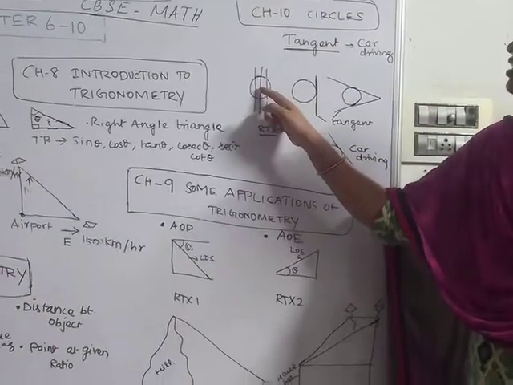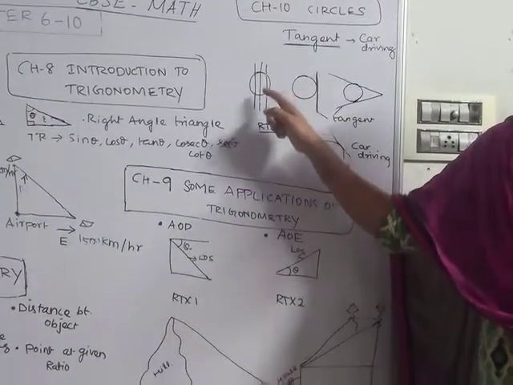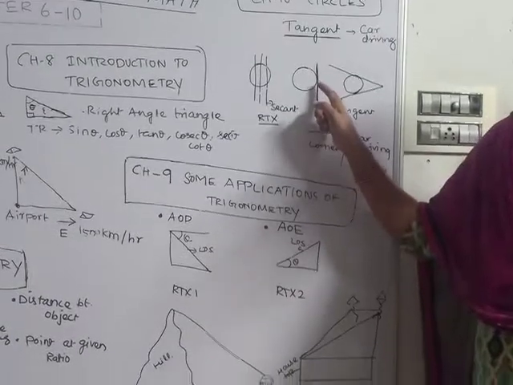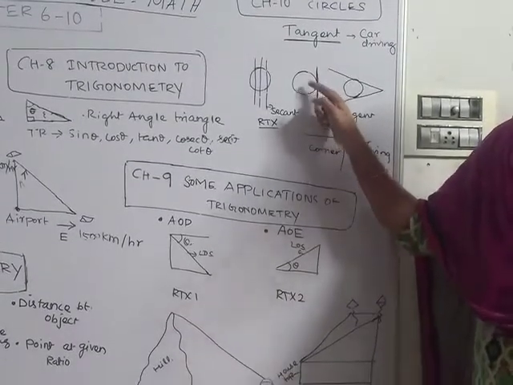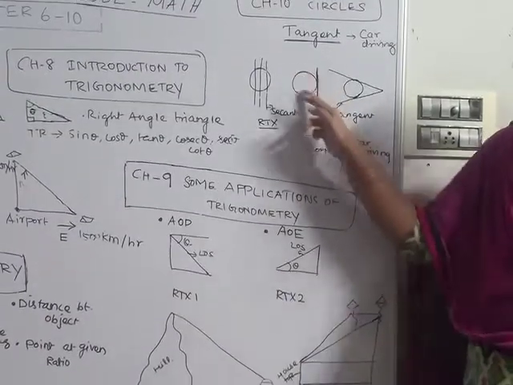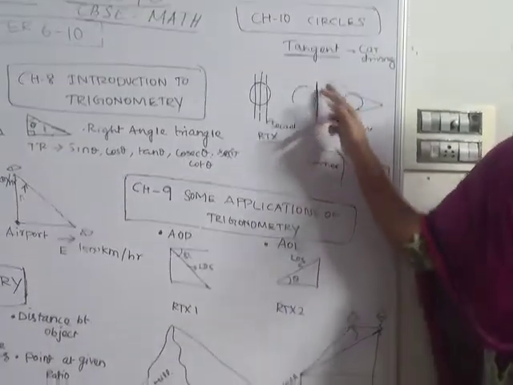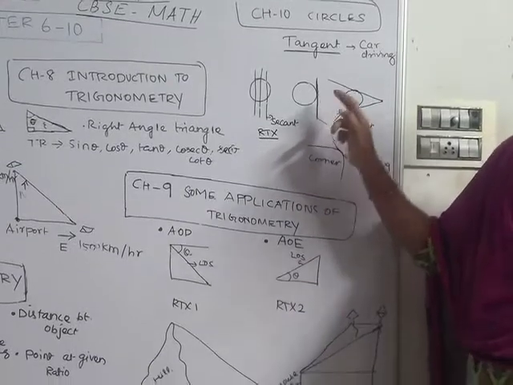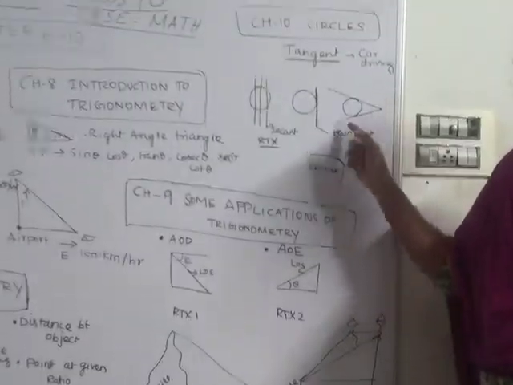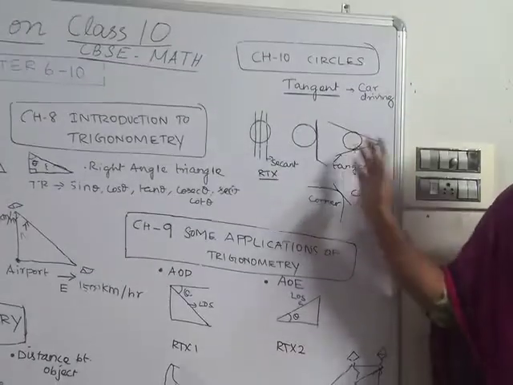Inside the circle you can't draw any tangent, but outside the circle you can draw tangents. If you take any point on the circle, you can draw one tangent. If you take any point outside the circle, you can draw 2 tangents. So this concept you are going to study.